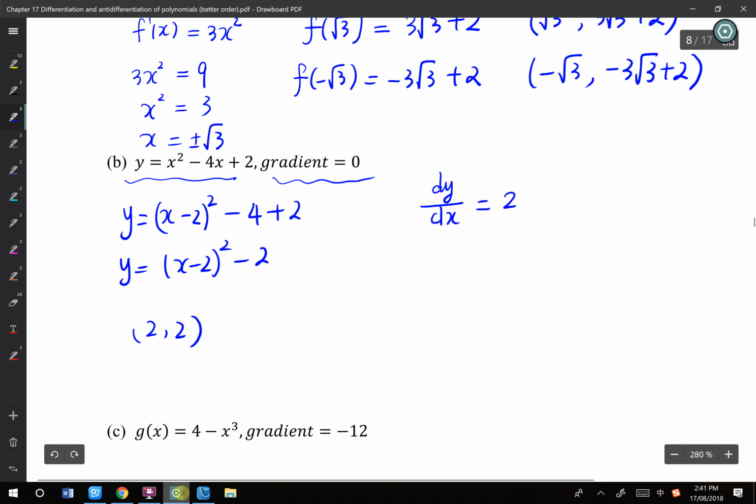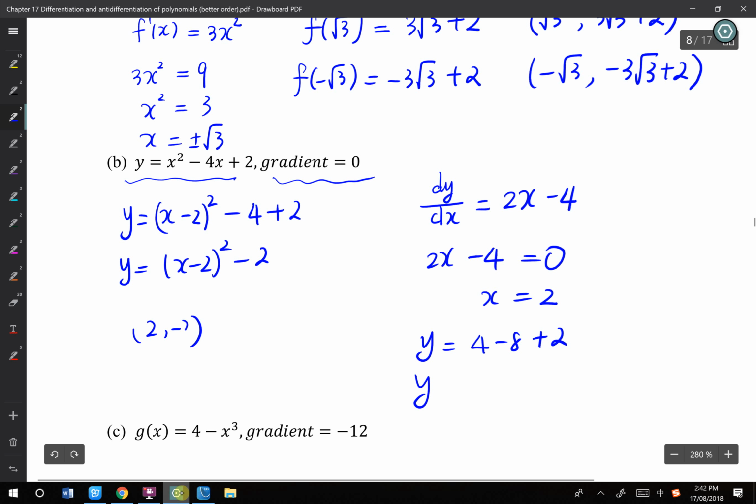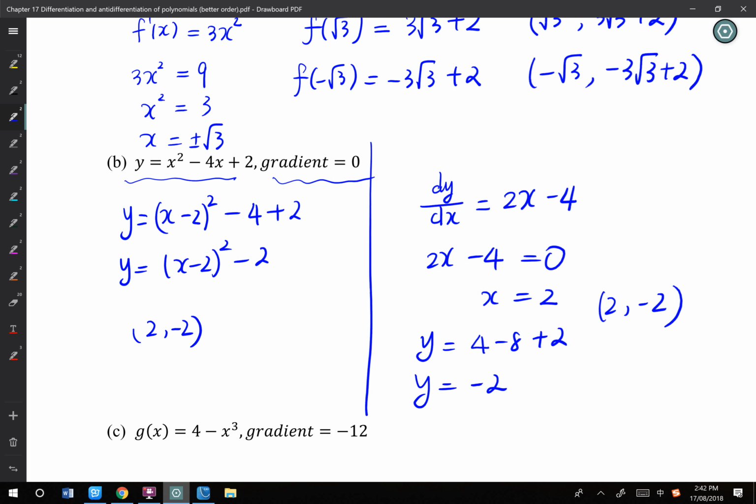dy dx is 2x minus 4, and I want dy dx to be 0. x will be 2, then y will be 4 minus 8 plus 2, that's minus 2, so y equals minus 2. So I have 2, minus 2 by using the derivative method, or I can use completing the square. I know the turning point must have gradient 0. But that only works for quadratics.